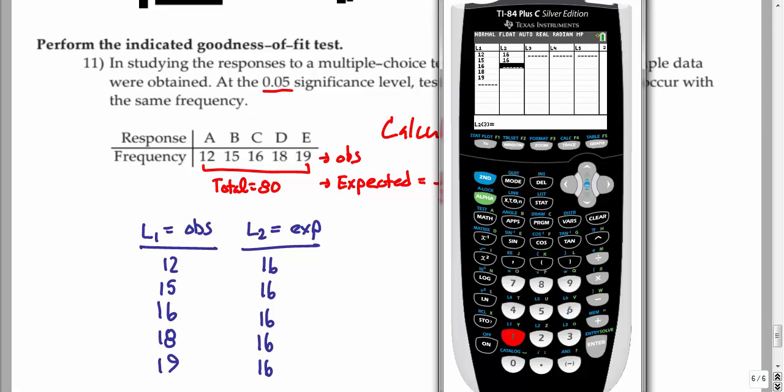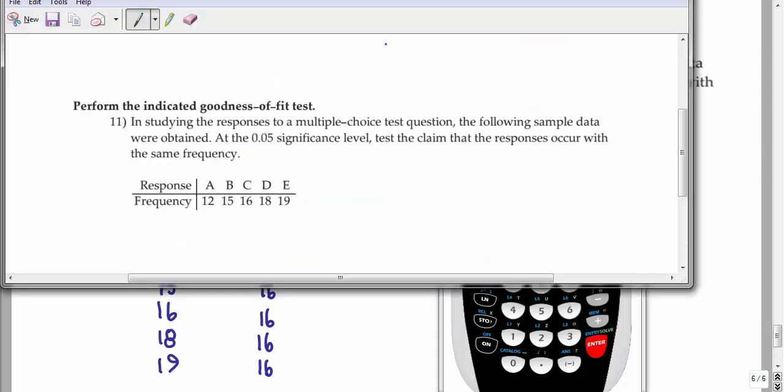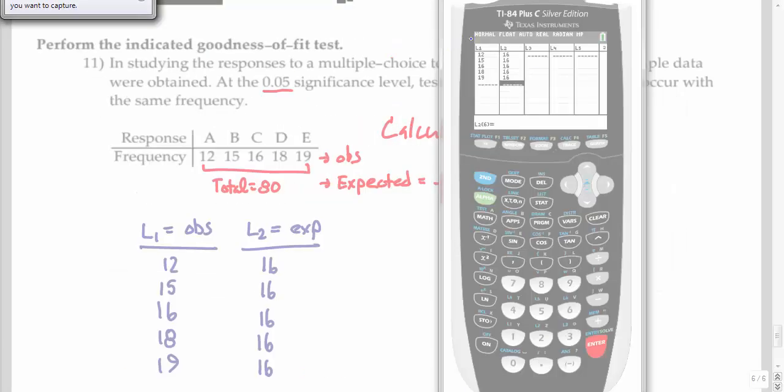So this is basically saying if I had a multiple choice test and I had 5 different options for my choices, if I had 80 people that took the test, I'd expect to see about, on average, 16 people answer A, 16 people answer B, etc. when those tests are done. Now after my observed and expected, let's go ahead and plug this into the calculator as well.